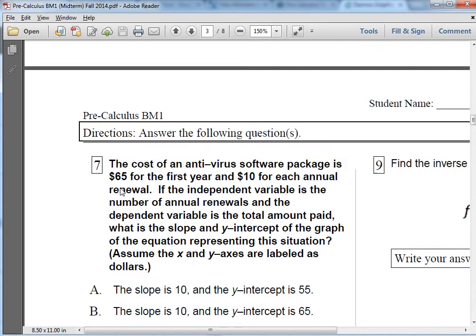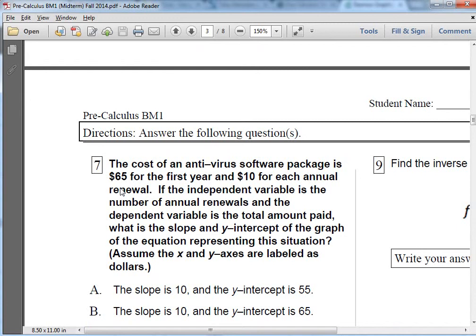The cost of an antivirus software package is $60 for the first year. It's just like that car rental problem. $10 for each annual renewal. The independent variable is the number of annual renewals. The dependent variable is the total amount paid. What is the slope and the y-intercept? The y-intercept is the starting point. Where do we start out? $65 for the first year. And what's the slope? 10. Each time you renew, $10.